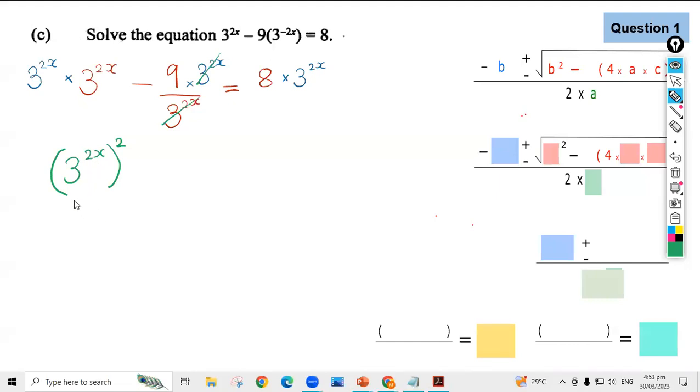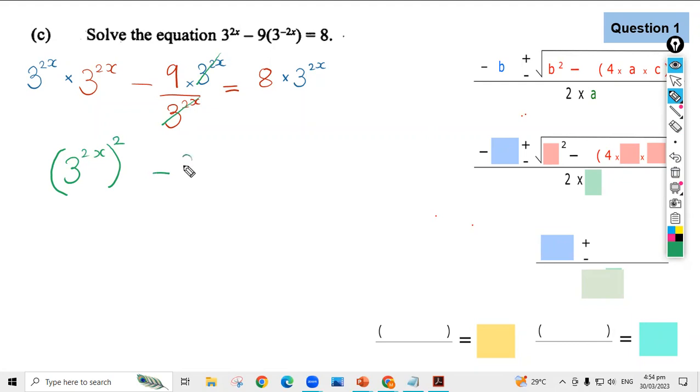I know if you wanted to use your math skills to simplify it, whenever you have two powers separated by brackets, you can multiply the two powers and put 3 to the power 4x. But I don't want you to do that, right? I don't want you to do that at all.